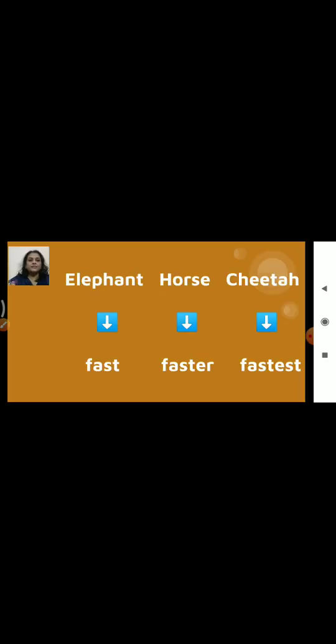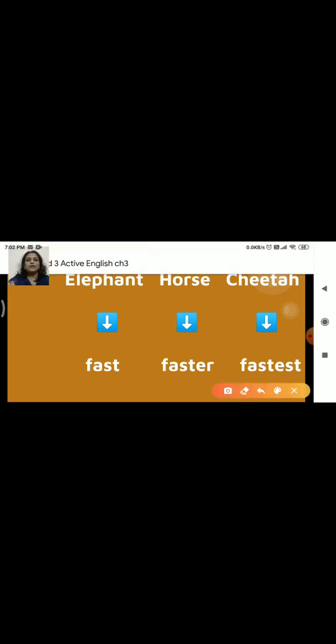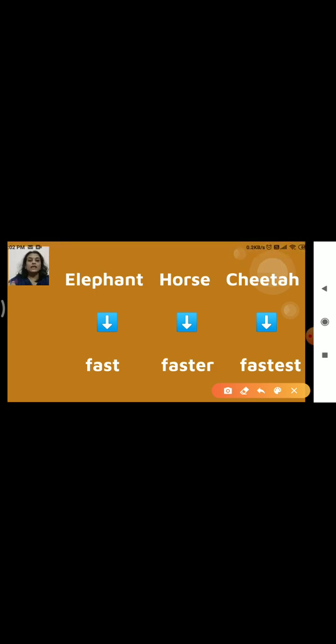Yes. So what we did here? We had three animals: elephant, horse and cheetah. Now what can we see here? You can see down here, the elephant, he runs fast, isn't it? But if you compare elephant and the horse, the horse runs faster than an elephant. But if we compare the three animals, then of course, who runs fastest? Cheetah, right? Cheetah runs fastest among these three animals.